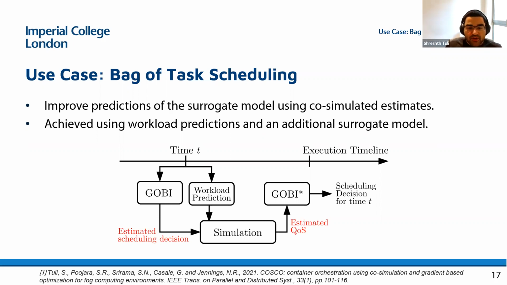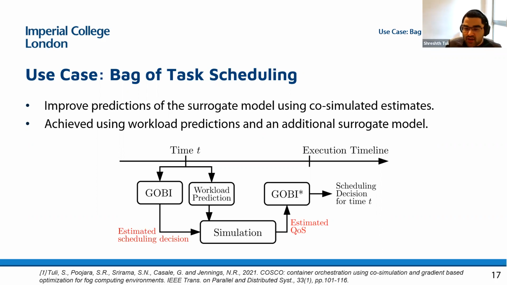And also we predict utilization metrics of the next interval, using any analytical model or recurrent neural network such as LSTM. Now that we have the scheduling decision and the utilization metrics, we can run a single step simulation that can give us another estimate of the QoS objective score. Now that we have one estimate of the Gobi surrogate model and one from the co-simulation loop, we can get an idea of whether Gobi over or underestimated the quality of service.